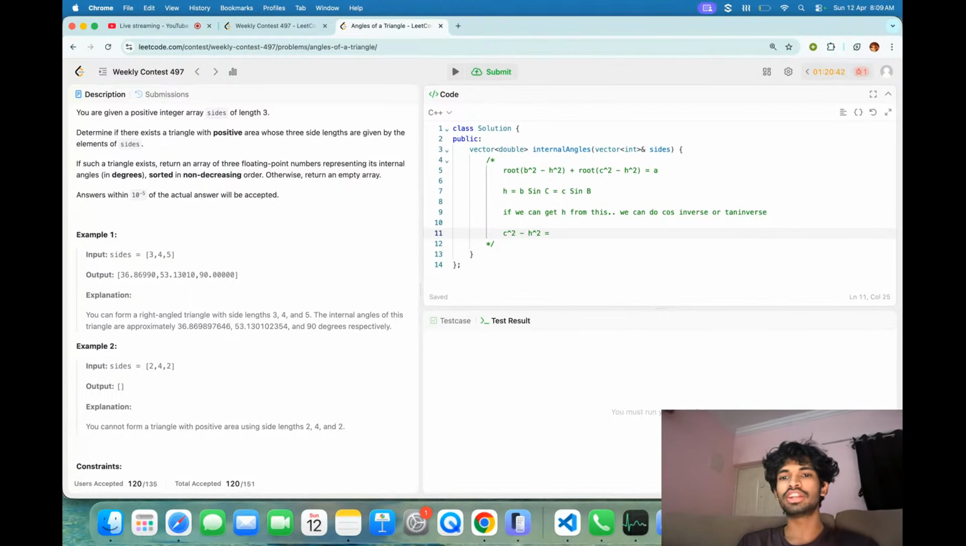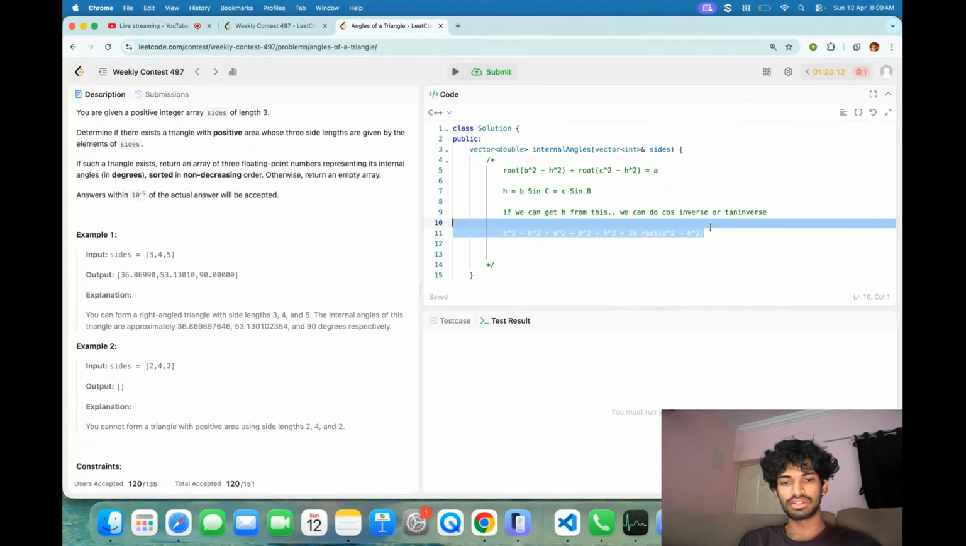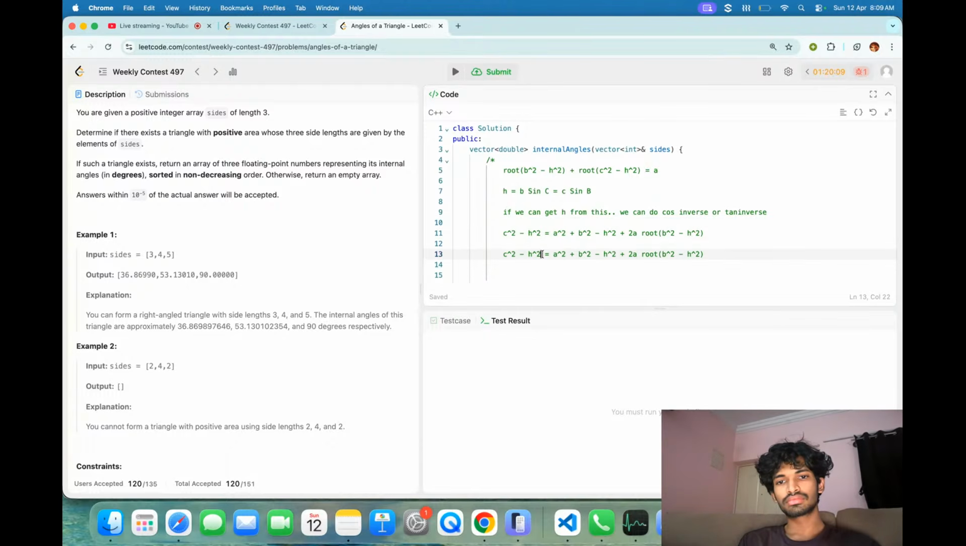And if you know our prime minister telling a plus b whole square, if America and India meet, 2ab will come out. He told something like that, right? So let's try to do that. Plus b square minus h square, and this becomes 2ab. 2a times root of c square b square minus h square. Okay, you can see that you can cancel out h square.